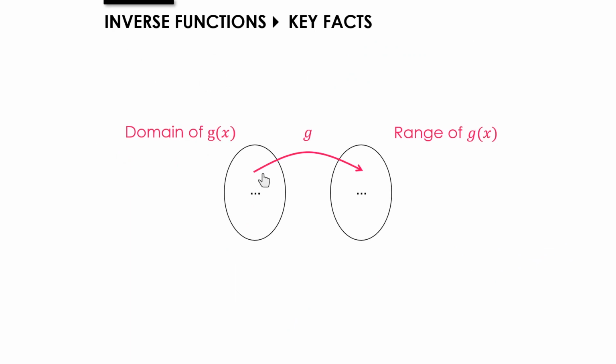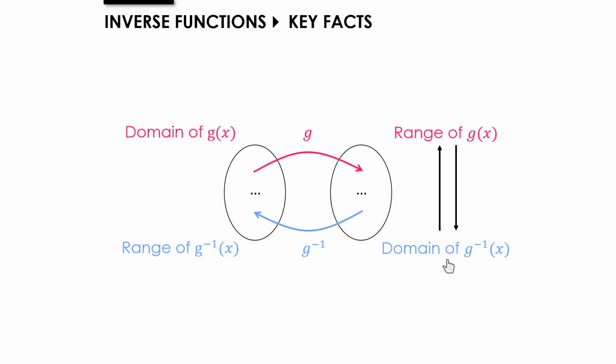Let's think about our function g. It has to take values in the domain of g and output values in the range of g. And the inverse function has to take values from the range of g and get us back to the values in the domain of g. That tells us that the range of g is equivalent to the domain of the inverse, and the domain of g is equivalent to the range of the inverse. Let's have a look at what that means graphically then.